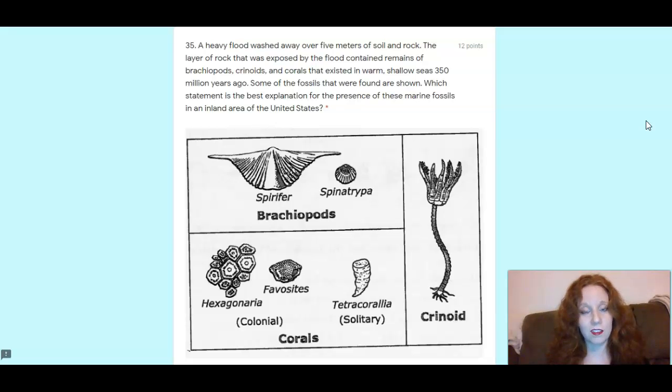Inland is the second key word for you to focus on. Inland means surrounded by land. Okay? Think Kansas, for example. Why would we have ocean organisms in a place where there is no ocean? That's all this is asking.